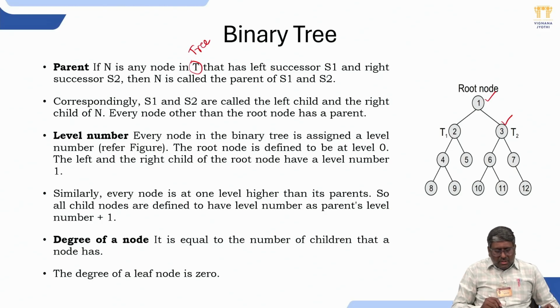Level number. Every node in the binary tree is assigned a level number. The root node is defined to be at level 0. The left and right children of the root node have level number 1, and so on. I have already explained the degree of a node, which is equal to the number of children. In an undirected tree, the number of children represents the degree of a node. The degree of a leaf node is 0 because there are no descendants for that leaf node. A leaf node has 0 children, so that's why the degree of a leaf node is 0.